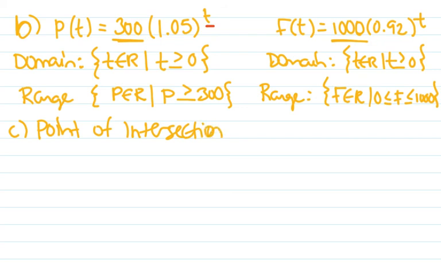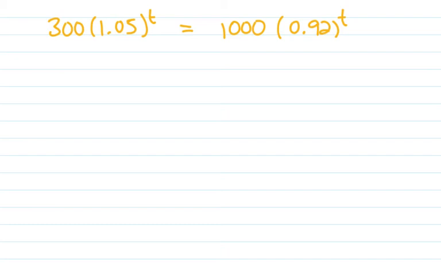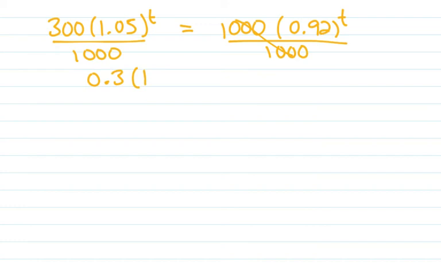If you recall from grade 10, we can find the point of intersection of 2 equations by setting them equal to each other. So if I have 300 times 1.05 to the power of t equals 1,000 times 0.92 to the power of t. Now I need to solve for t. So I'm going to start by dividing both sides by 1,000. So these ones will cancel out. 300 divided by 1,000 is 0.3 times 1.05 to the power of t equals 0.92 to the power of t.